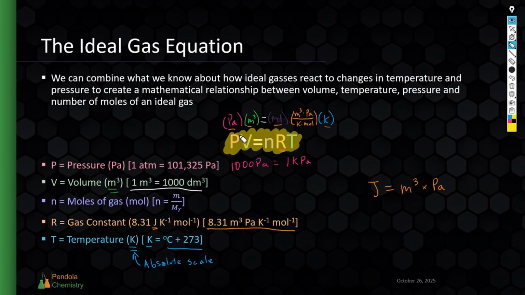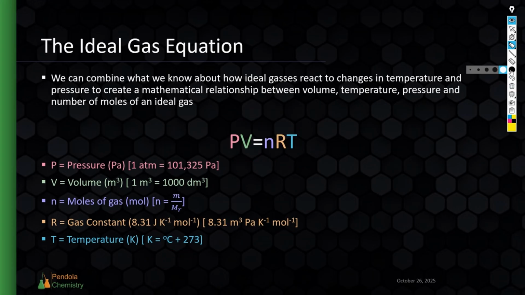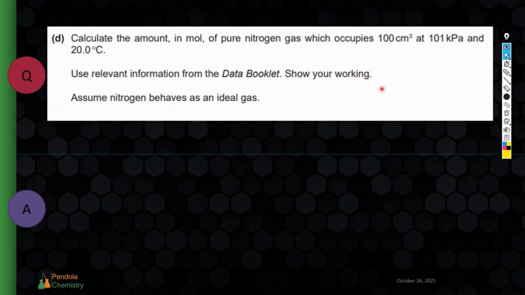So always remember, PV, pressure times volume, is equal to nRT, n being moles, R being the gas constant, T being the temperature. So let's look at a sample question from a past test. This is a paper 2 question. Calculate the amount in moles of pure nitrogen gas, which occupies 100 cubic centimeters at 101 kilopascals and 20 degrees Celsius. Use relevant information from the data booklet, show your working. Assume nitrogen behaves as an ideal gas.